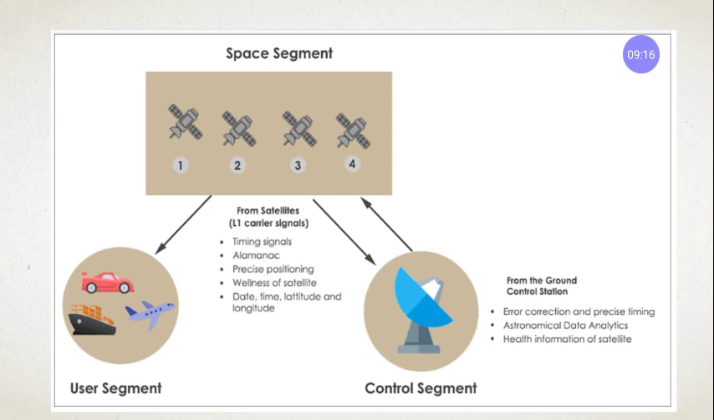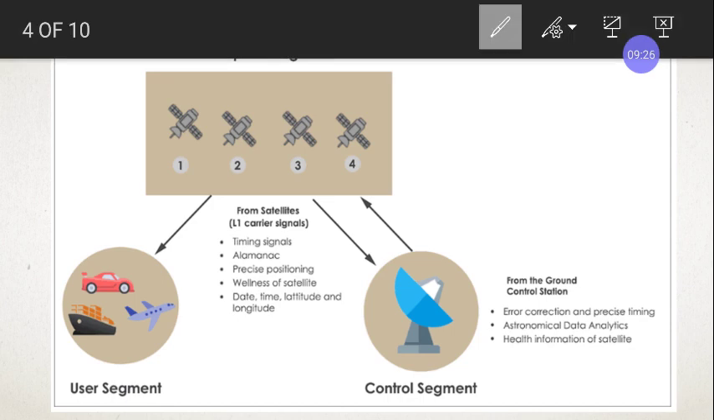Because speed is what? Distance upon time. So when you multiply distance upon time into time, the time gets cancelled. If this is the time required, t, into speed, what is the speed? Speed is distance upon time. So you know the time, and time gets cancelled. So what remains? Distance remains. So you got the distance from the satellite.